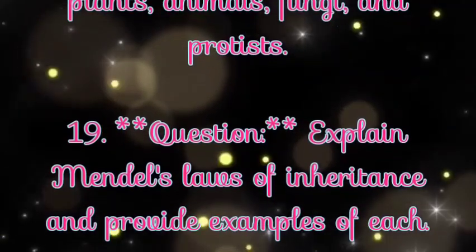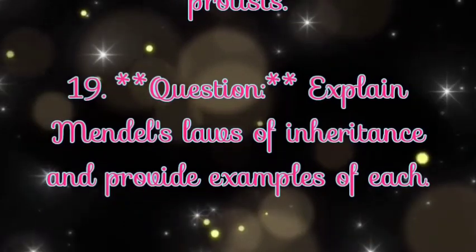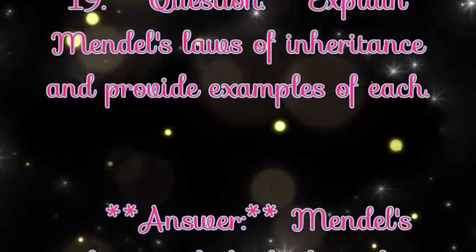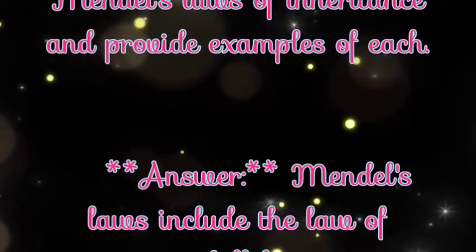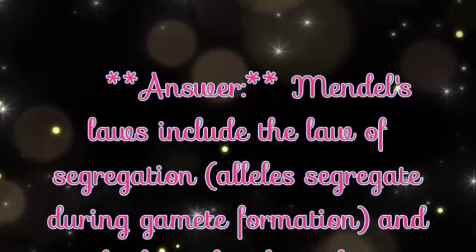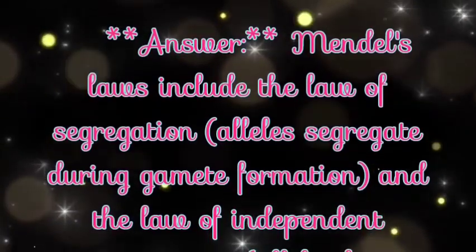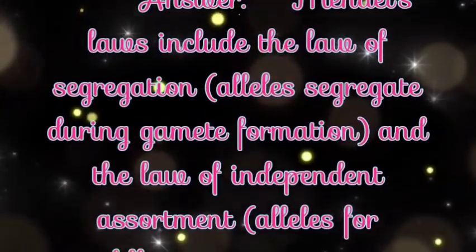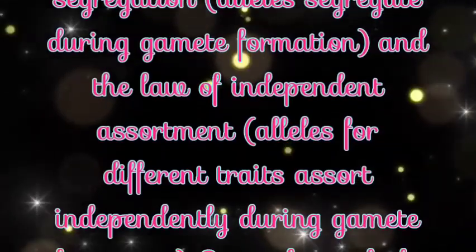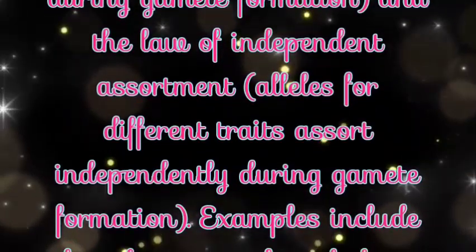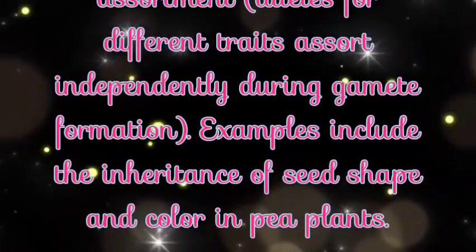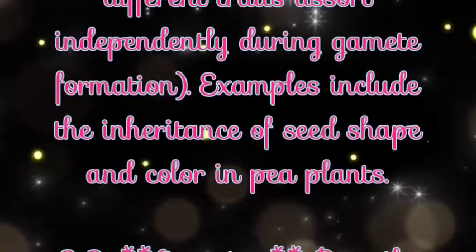Question number 19. Explain Mendel's laws of inheritance and provide examples of each. Answer. Mendel's laws include the law of segregation, alleles segregate during gamete formation, and the law of independent assortment, alleles for different traits assort independently during gamete formation. Examples include the inheritance of seed shape and color in a pea plant.